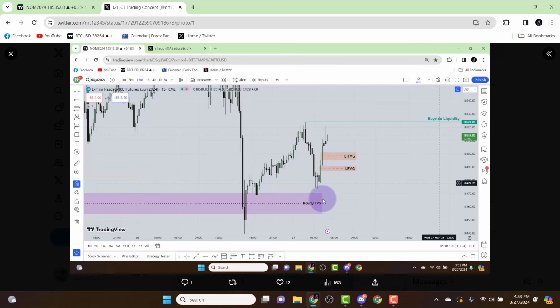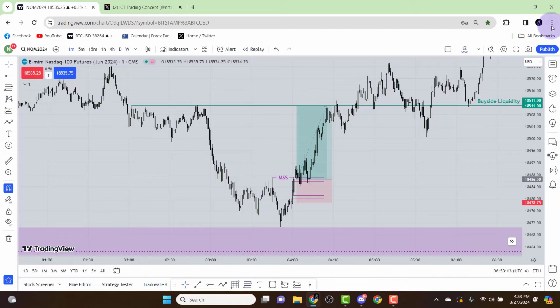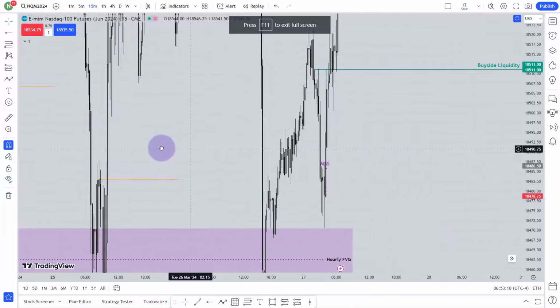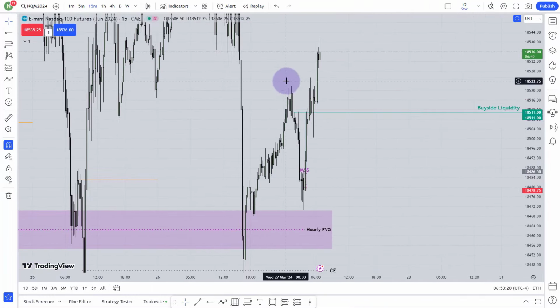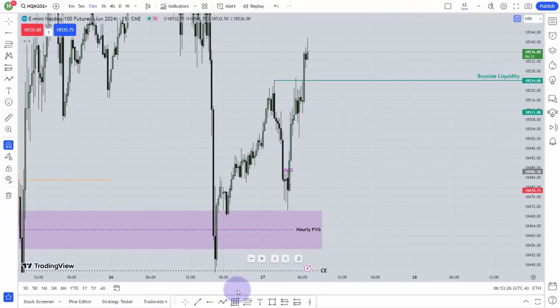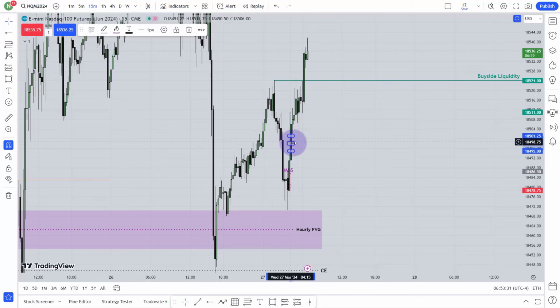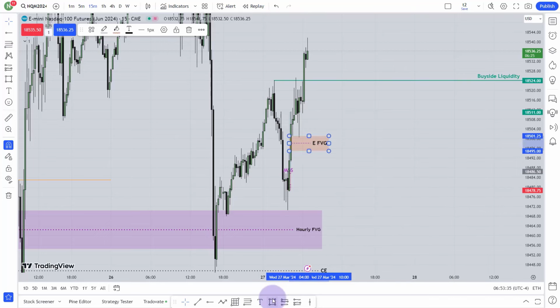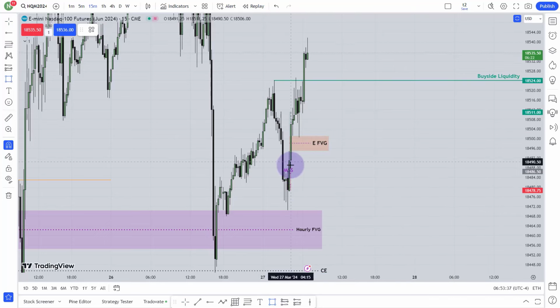Okay, remember this is that hourly fair value gap. Here, between these two levels, there is the entry fair value gap and last fair value gap. So I'm coming here one more time and I'm going to show you that. Here is your 15-minute chart, and from the 15-minute chart, remember this is that buy side liquidity over here. I talked about that buy side liquidity, and this is that entry fair value gap over there. I'm going to mark that entry fair value gap here. This is that entry fair value gap, and this is that last fair value gap over there. These are those fair value gaps.